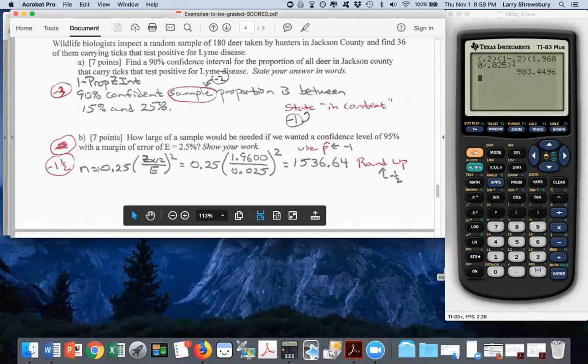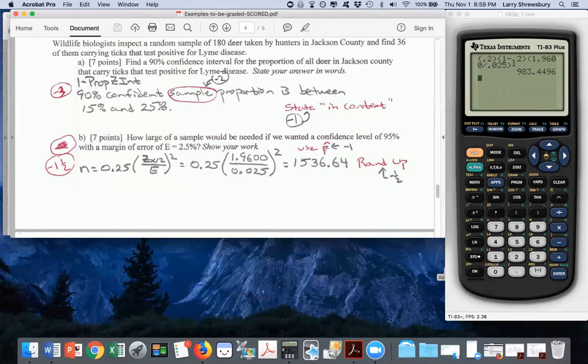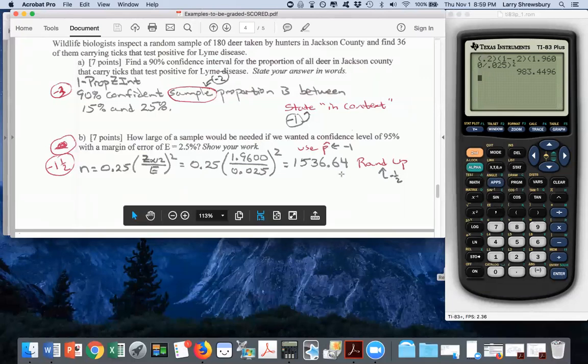They forgot to use p hat, but at least they didn't do any dividing by 2. They remembered to put it in decimal, so that's good. Oh, they left their answer like that. Well, that's not a sample size, is it? So they forgot to round up. So they lost a point for not using p hat, and they lost half a point for leaving their answer like this, not rounding up.